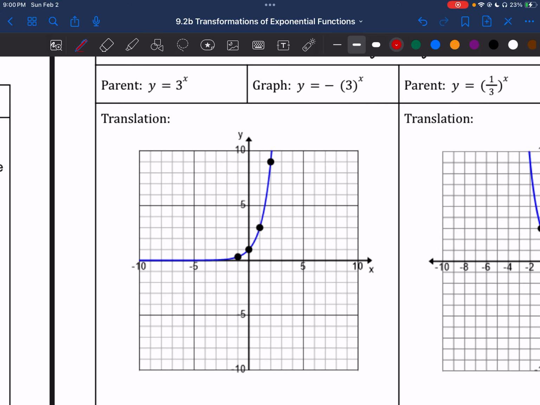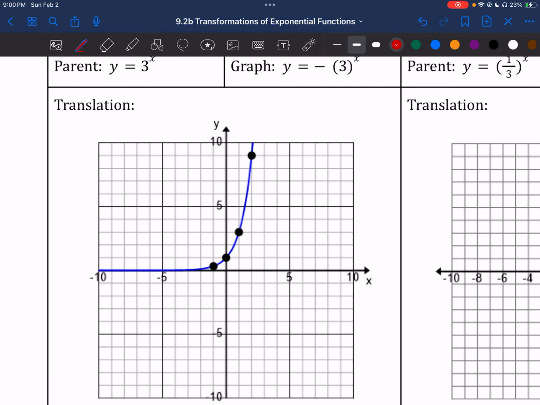So our parent function, y equals 3 to the x. Our graph is y equals negative 3 to the x. So we are going to be flipping this across our x-axis. And so negative 1 and 1/3 will be at negative 1/3. Our y value is 1, so we're going to be at negative 1. Our y value is at 3, so we're going to be at negative 3. Our y value is at 9, so we're going to be at negative 9. Again, we're approaching the same asymptote. We're not shifting left or right with this.